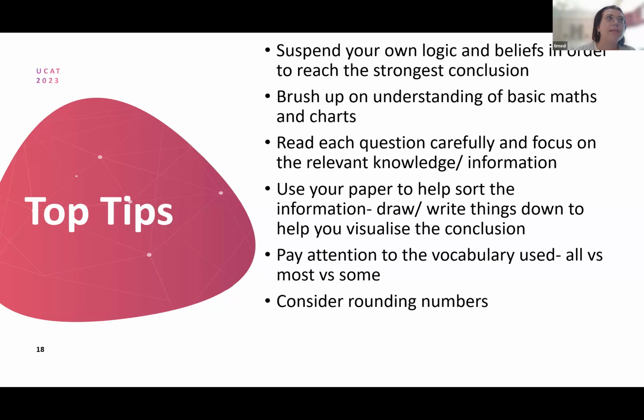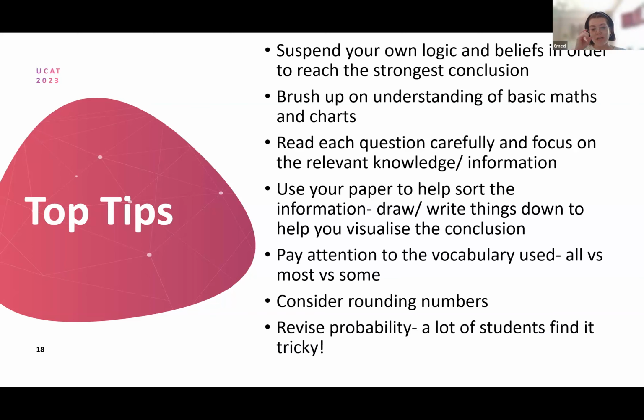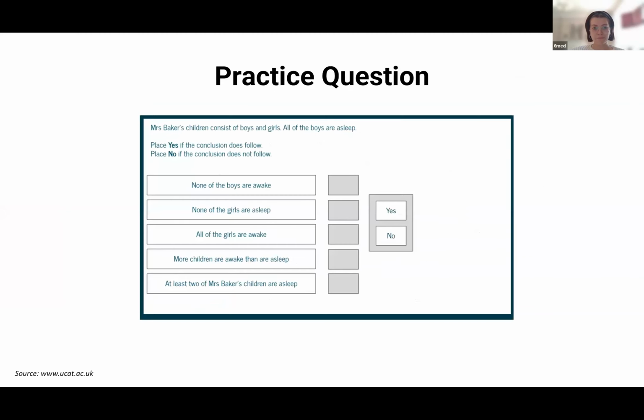In any of the mathsy kind of questions in UCAT, I would consider rounding the numbers. It's a multiple choice exam, and if the answers are all very different from each other, then rounding numbers actually might help you get to the answer pretty quickly. And revise probability as a concept. A lot of students find probability tricky, and UCAT love probability questions in multiple of the different sections. So definitely revise how to calculate probability.